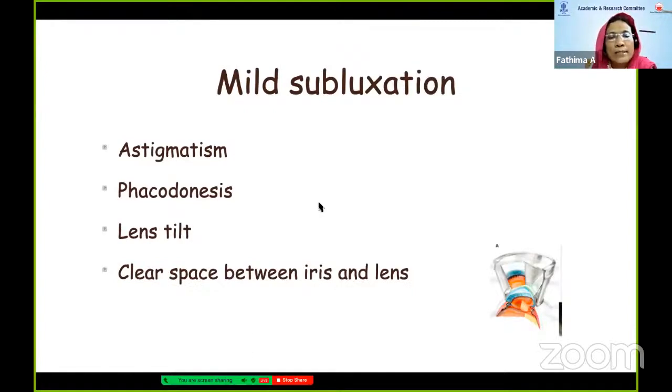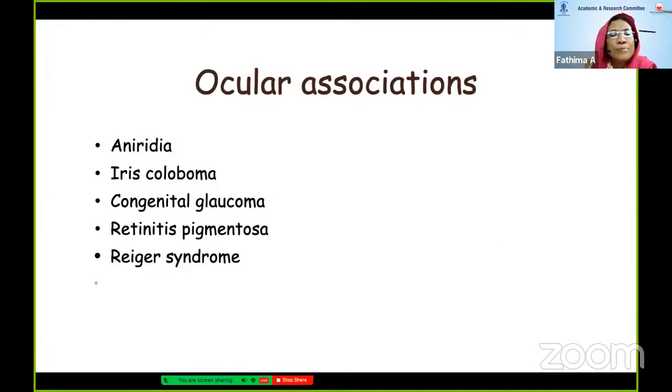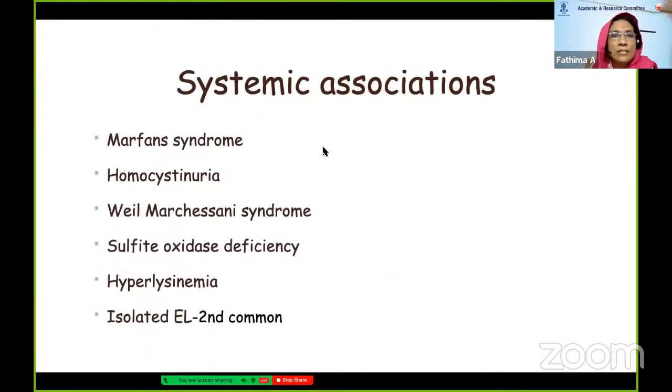So mild subluxation, we have to carefully note in slit lamp the clear space between iris and lens. Some even advocate three-mirror gonio lens to find out the space between the lens and iris. Only if we pick up that ectopia lentis, we will look for the ocular association and particularly the systemic associations. Among the list, Marfan is the first common and isolated ectopia lentis is the second common. And disorders like these will cause more neurological problems even in infancy. So only these may present to us for the first time.